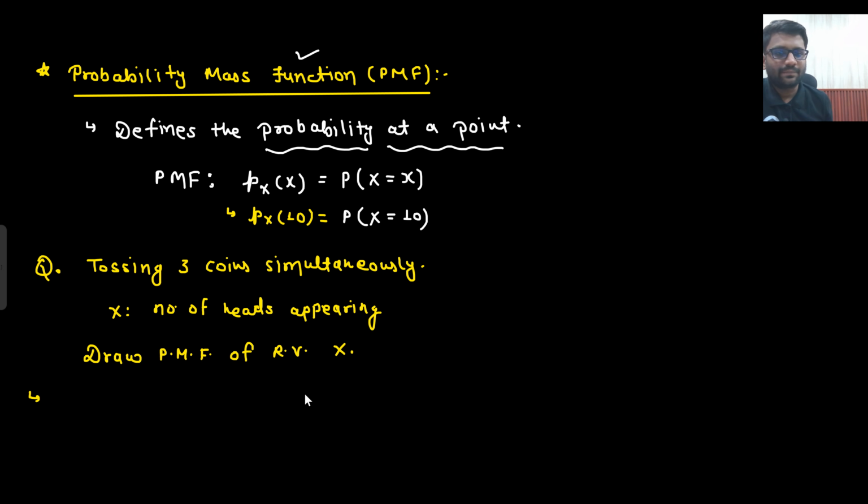Let's see an example. When you toss 3 coins simultaneously, your random variable x is the number of heads. You already know what all values x will take because these examples we have already seen, right?